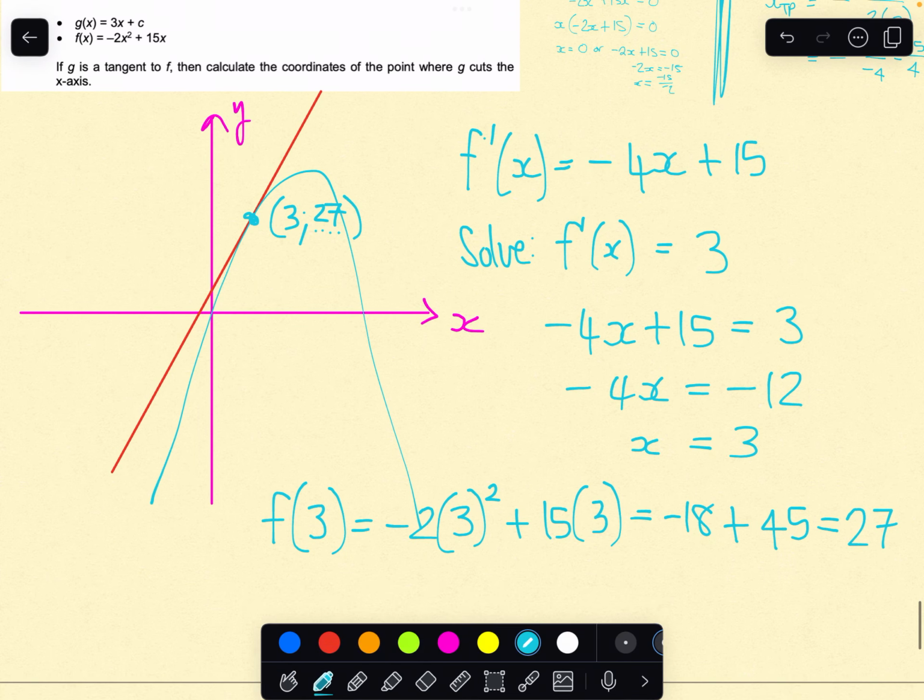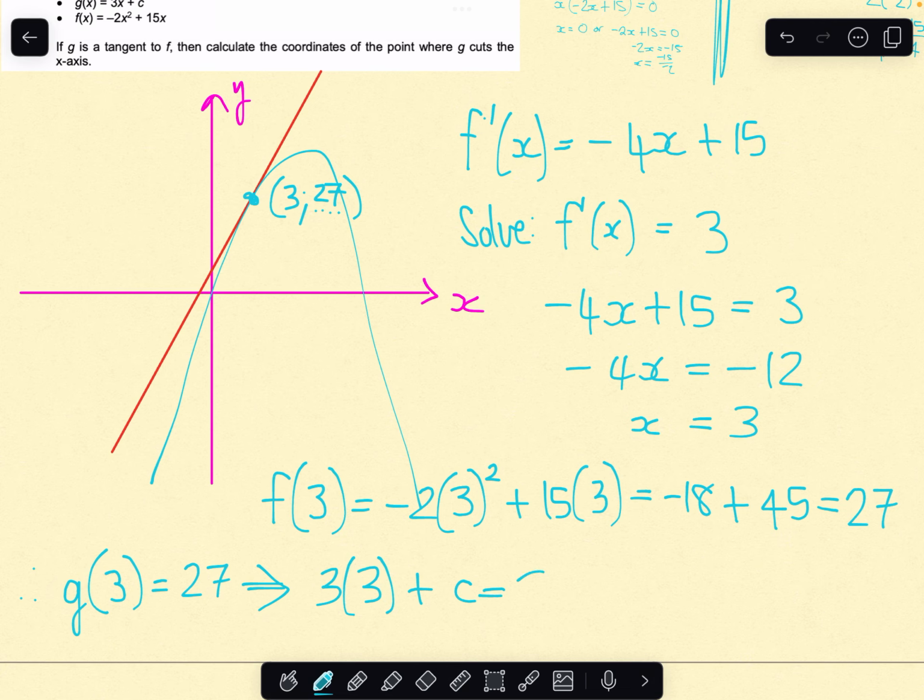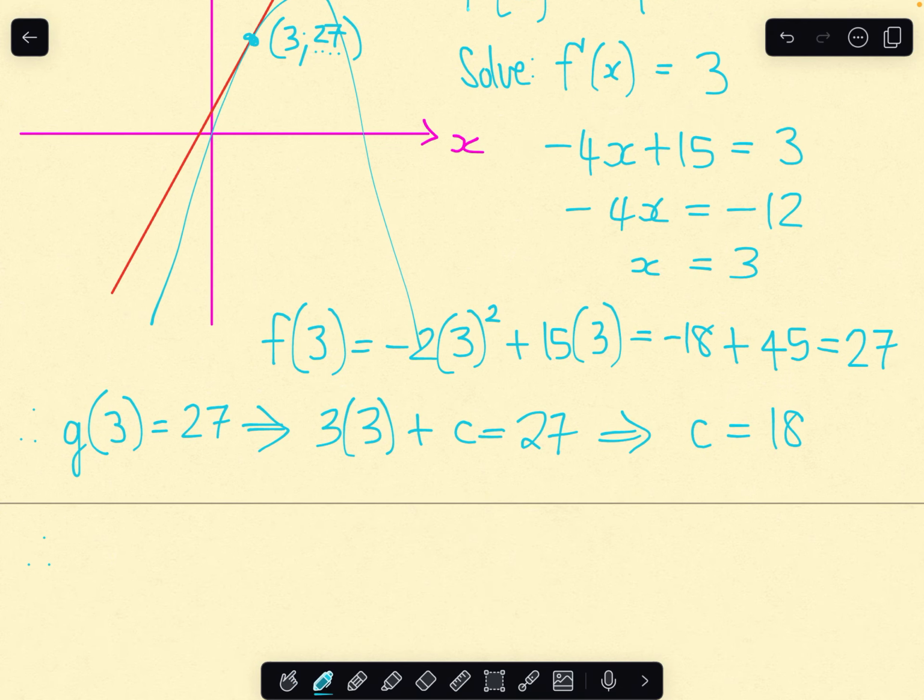So that means g of 3 is equal to 27 as well, because that's a point of intersection between the two curves. So that means 3 times 3 plus c is equal to 27. 3 times 3 is 9, so that means c must be 18. Okay, so that means the equation of g is 3x plus 18.